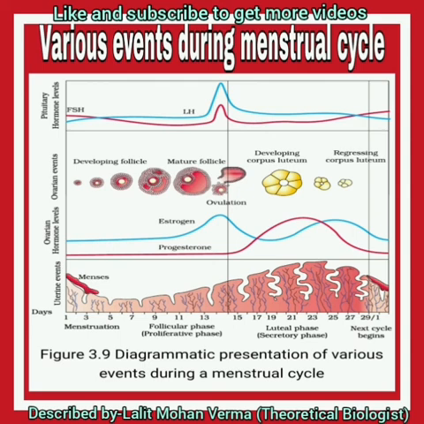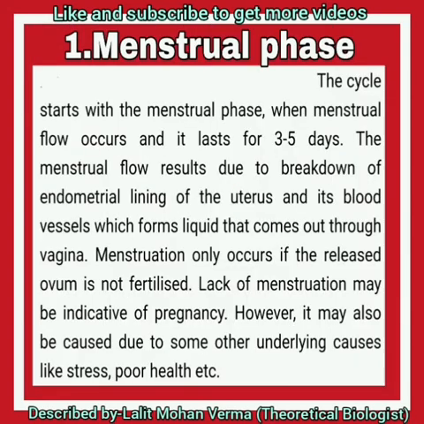Then the follicular phase, also called the proliferative phase, from day 6 to 13. And on the 14th day, the ovulation, that is the ovulatory phase. And from the 15th, the luteal phase starts. And the last one lasts until the new cycle begins.